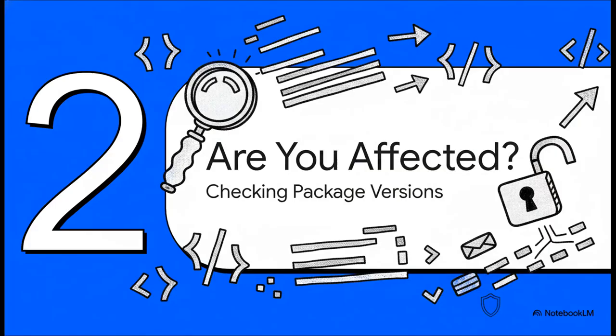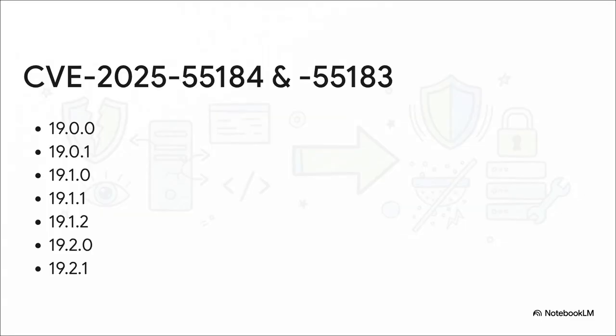All right, so we know what the threats are. Now for the part you've been waiting for. Is your project affected? Let's get into the specific versions you need to be looking out for. Go ahead and pull up your package.json right now. If you see any of these version 19 releases of the React Server DOM packages in your dependencies, yep, you're vulnerable to both that initial DOS attack and the information leak flaw.